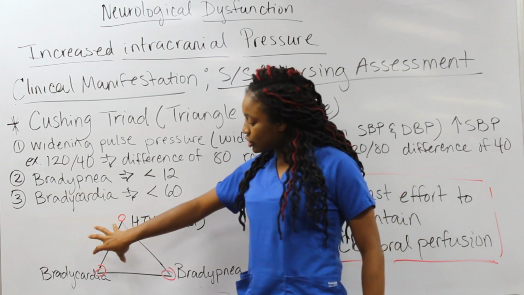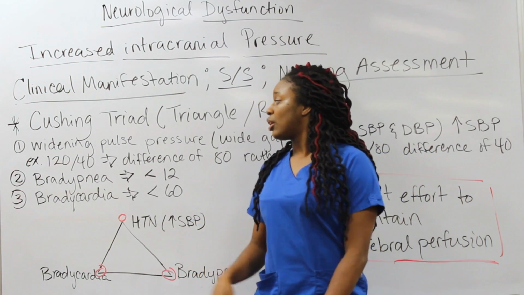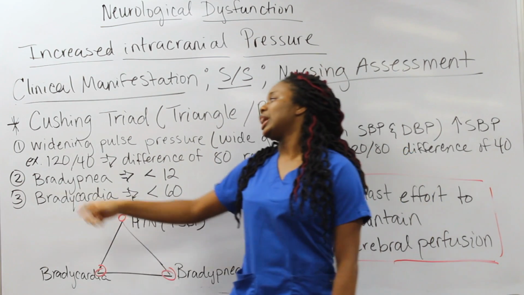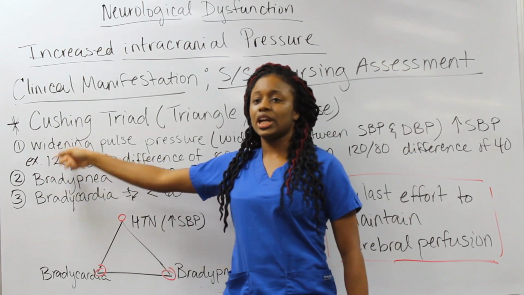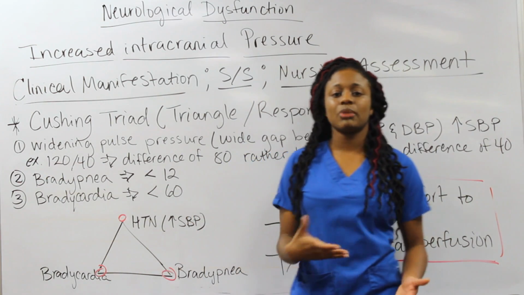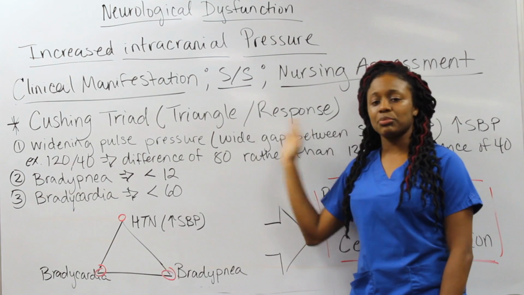Okay, so when you see the Cushing's triad, try to remember this little triangle here, all right, and you'll see the blood pressure will start to creep up. It may even say 180, and you may see 50 over here. It all depends on the patient, but try to remember that widening pulse pressure, that gap in between.